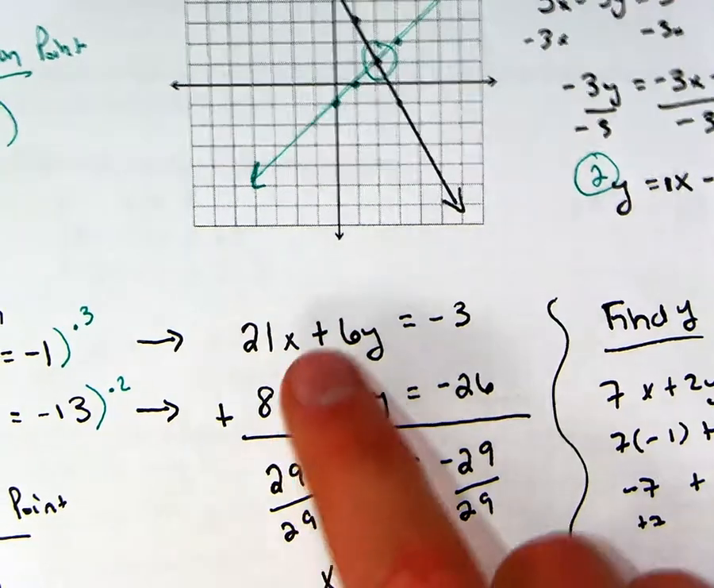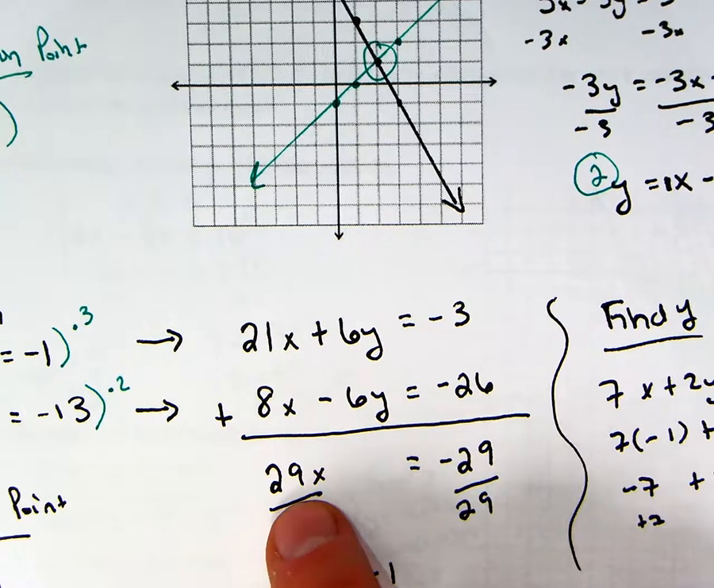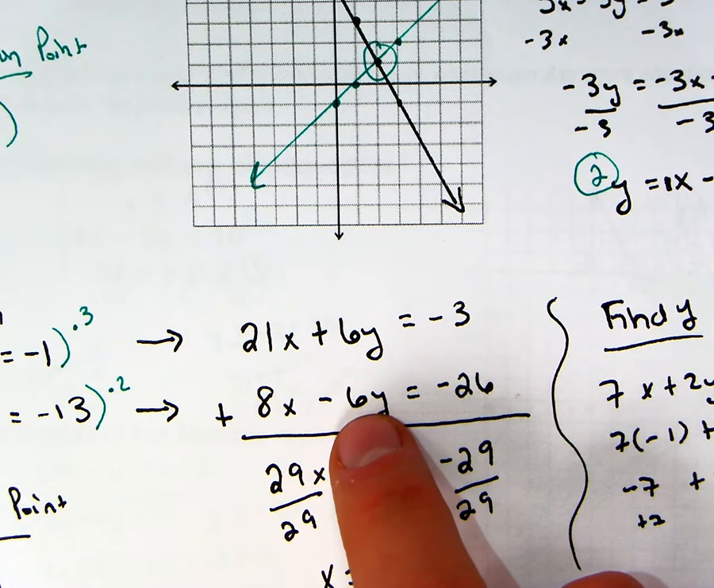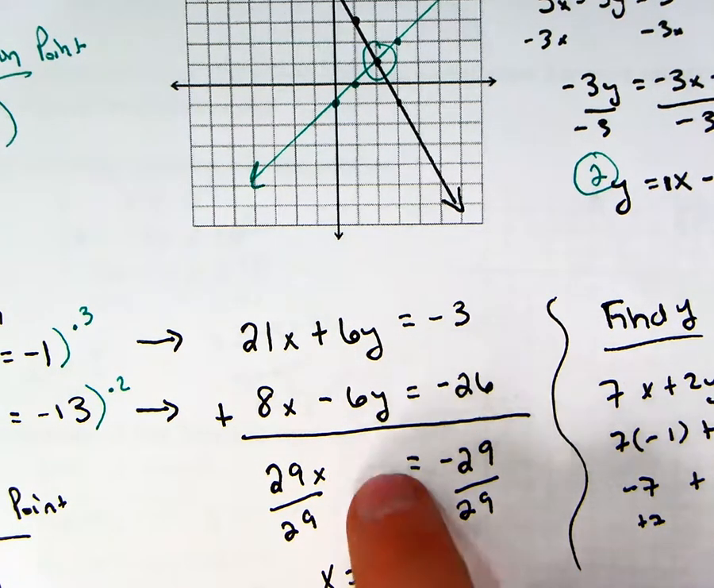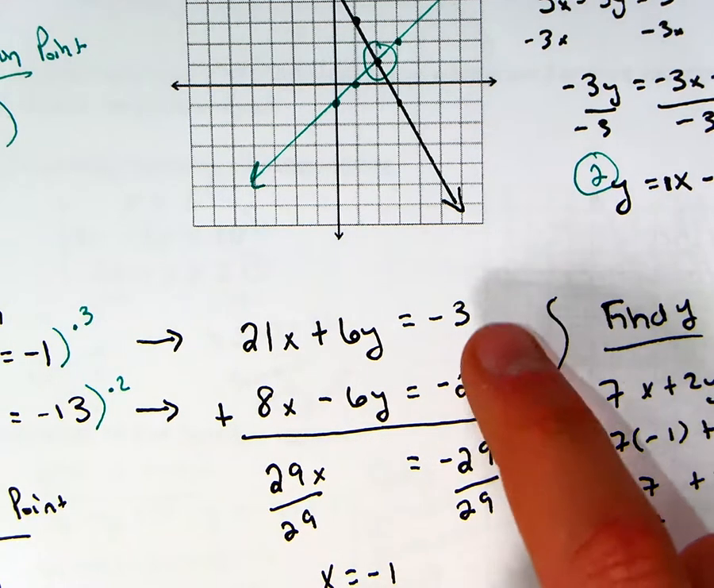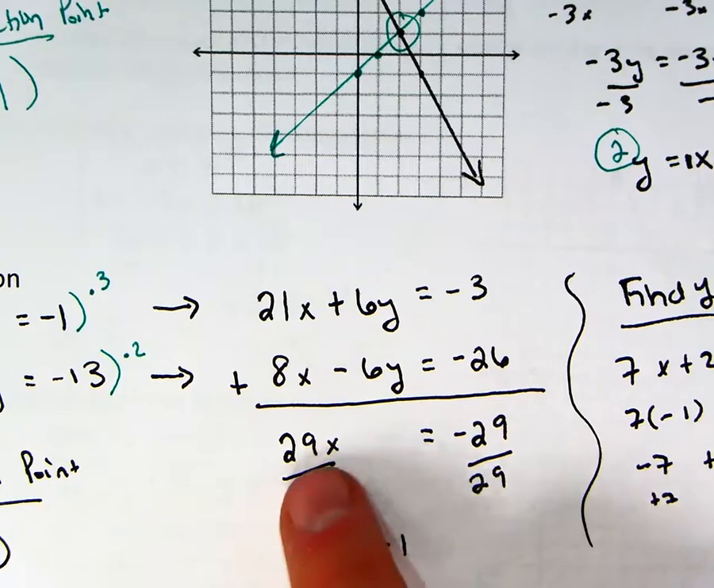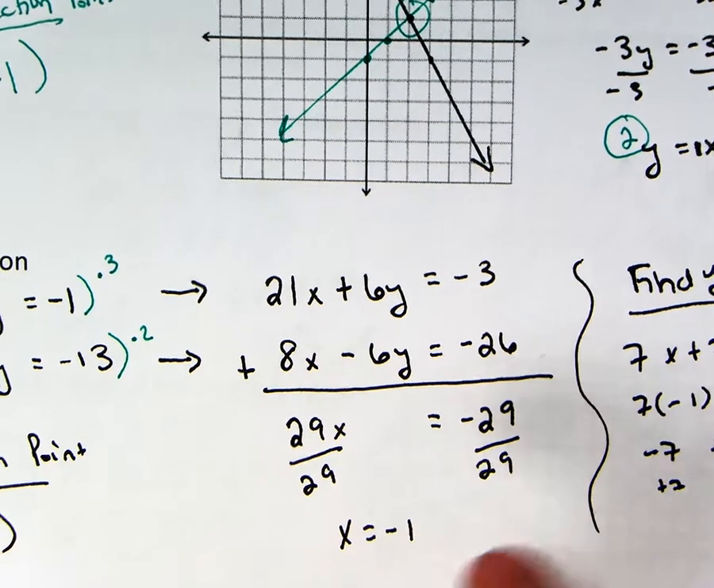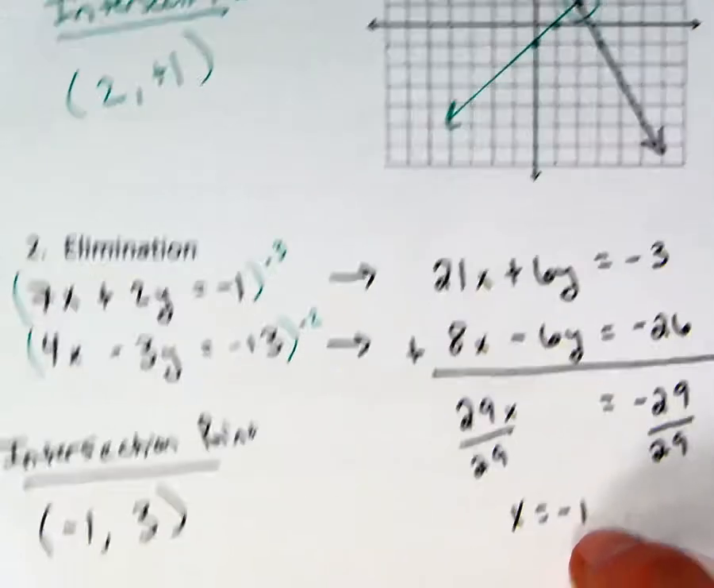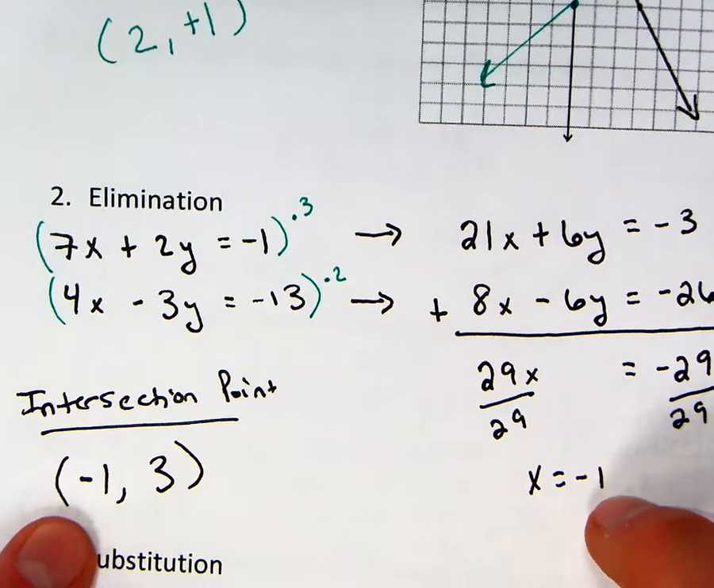So when I add down, 21x plus 8x is 29x. 6y plus negative 6y, or 6y minus 6y, they cancel off. That's what we wanted. Negative 3 minus 26 is negative 29. Then I just solve for x, divide by 29 on both sides, and I get x equals negative 1. That's part of my intersection point, so the x part is negative 1.